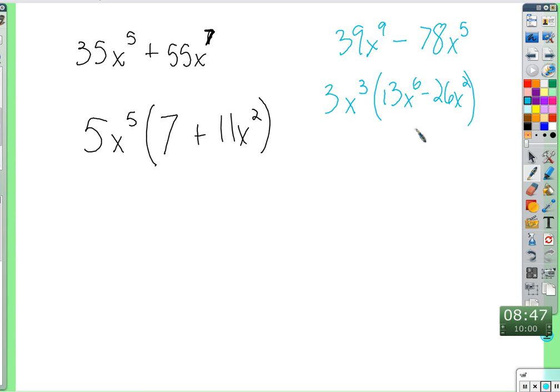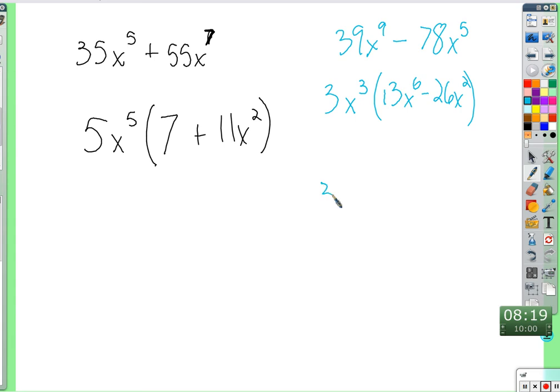39. Okay, so let's look at what I have here and ask, is there a factor that these two still have in common? Is 3 a factor of 13? I'm just kidding. 3 is also not a factor of 26. But what is a factor of both 13 and 26? 13, the number 13, the whole thing. Okay. So if we factor out 13, then when that 13 comes out, 13 times 3 is what?